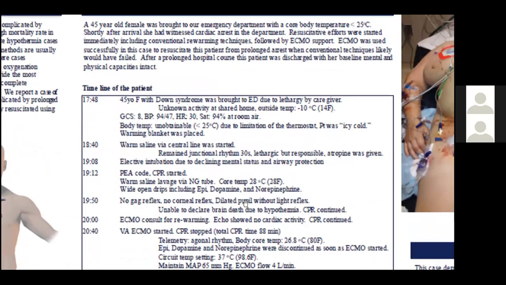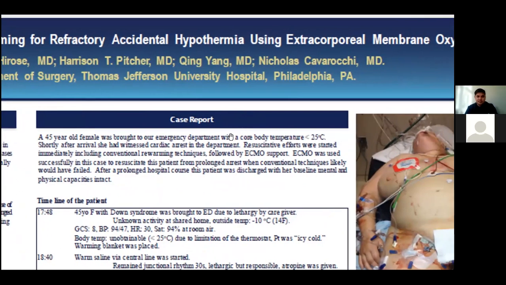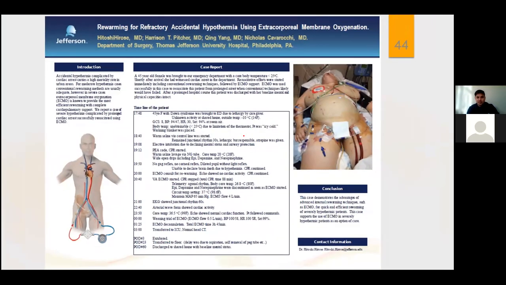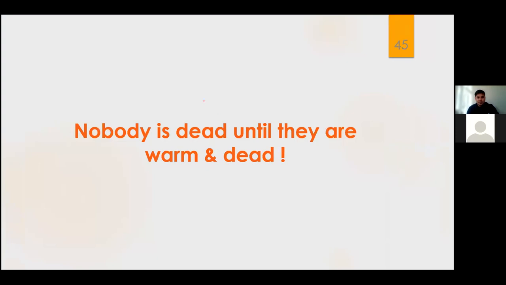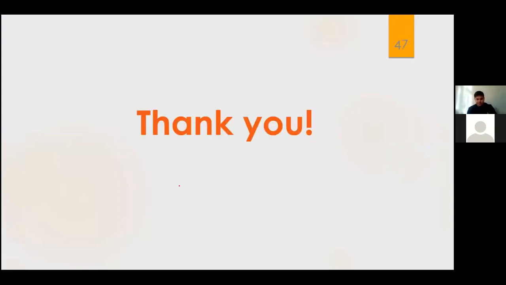So this is one of the cases, which I got from the American Journal. What you have to consider in severe hypothermia is that nobody is dead until they are warm and dead. These are my references: Oxford Handbook of Emergency Medicine, Arkham Learning, and Rosen Emergency Medicine. That comes to the end of my presentation. If you have any questions, please proceed. Thank you so much.